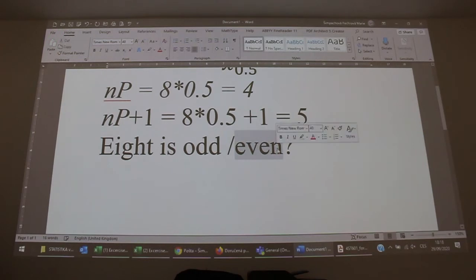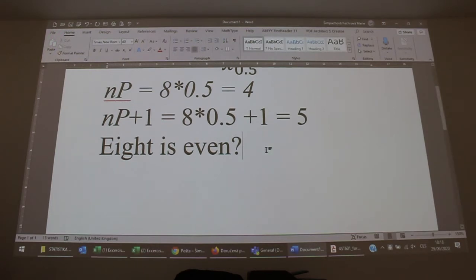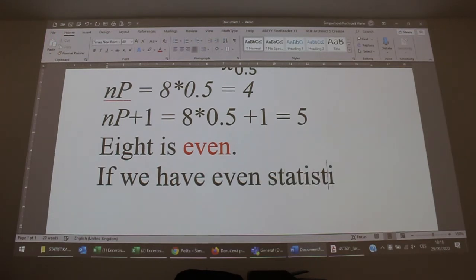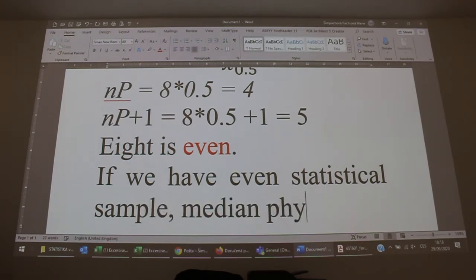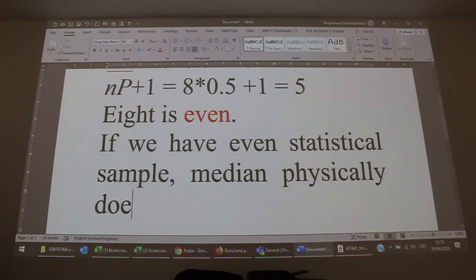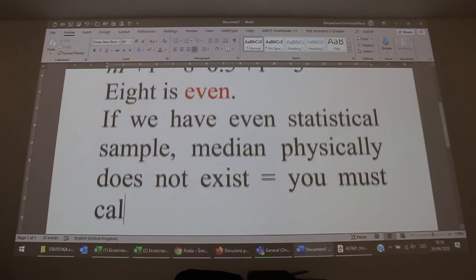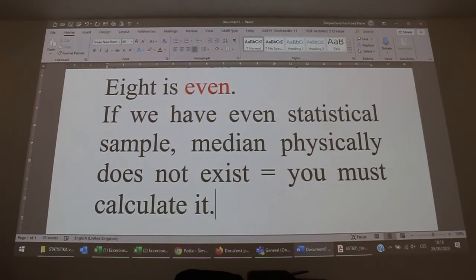Even. Yes, this is an even statistical sample. So if you have an even statistical sample, the median physically doesn't exist. Yes, if we have an even statistical sample, the median physically does not exist. You must calculate it. You must calculate it, yes?